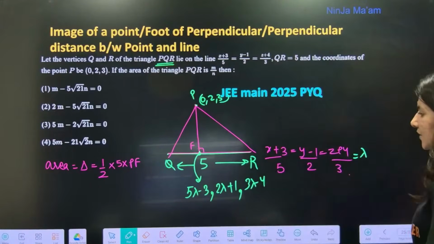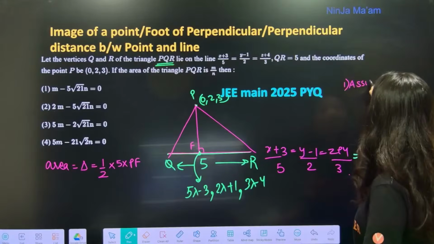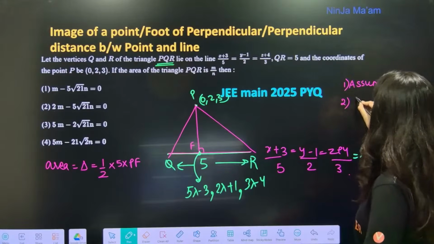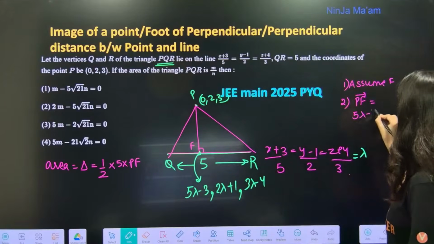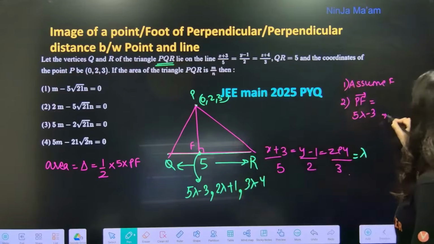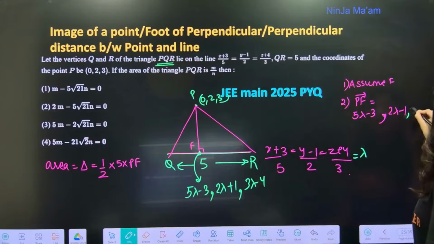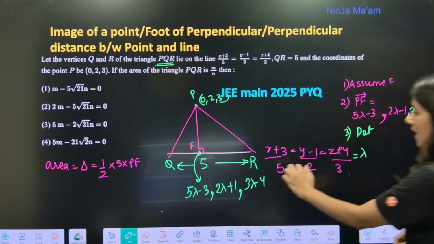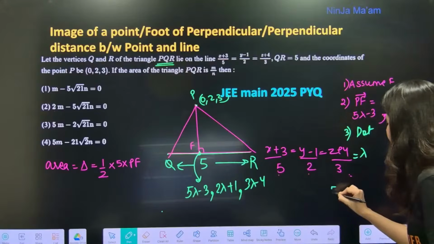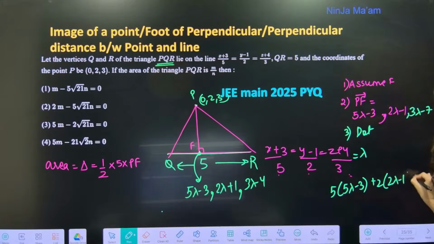Okay. Right. So now PF vector, everybody. So first step, assume F. Yes, ma'am. Done. Second step, find PF vector. PF vector: 5 lambda minus 3 minus 0, comma 2 lambda minus 1, comma 3 lambda minus 7. Okay. Now third step, take dot product. Dot between what? PF and 5, 2, 3. So 5 5s are 25 lambda minus 3, plus 2 into 2 lambda minus 1, plus 3 into 3 lambda minus 7 is equals to 0.